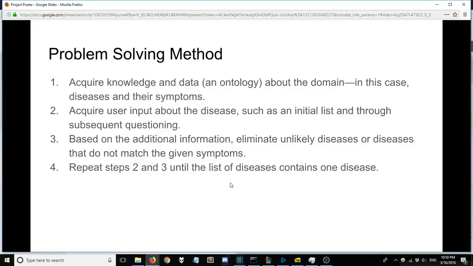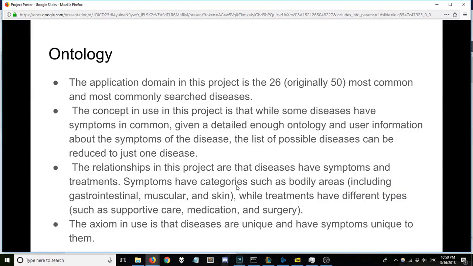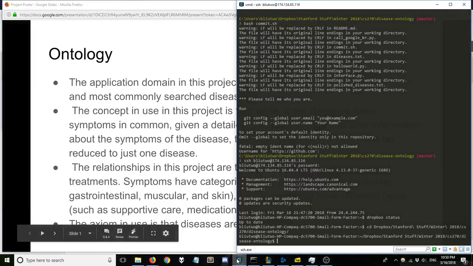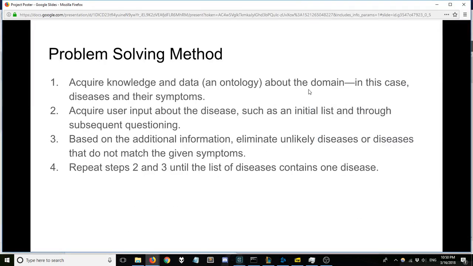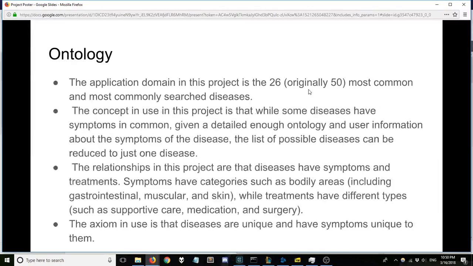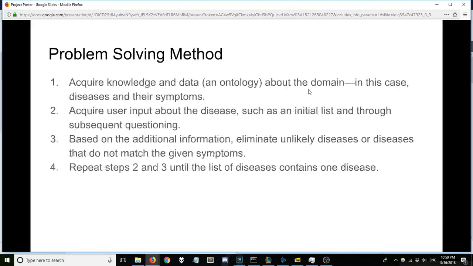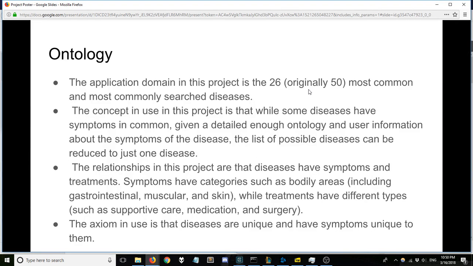Hello, so here is my 5-minute poster presentation about my project. Note that the poster would have been printing out each of these slides and then taping them together to make a bigger poster. Alright, so the ontology consists of 4 items.